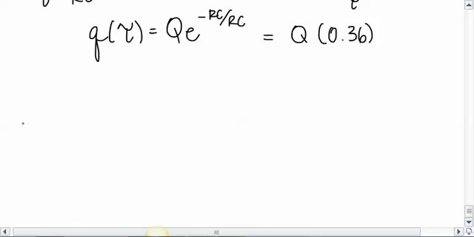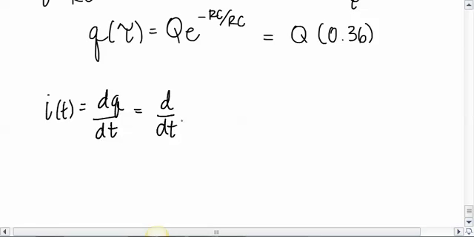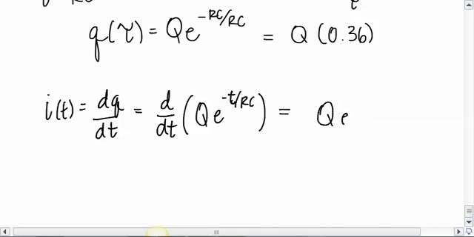All right, so if the current is what, dq dt, then that would be what, d/dt of q e to the negative t over RC, which would be what, q e to the negative t over RC times what, negative 1 over RC. Did I do that correctly?